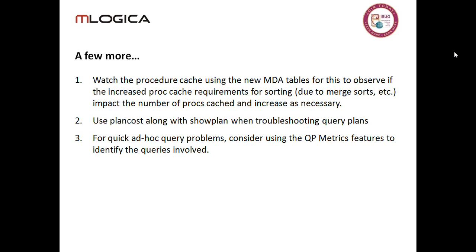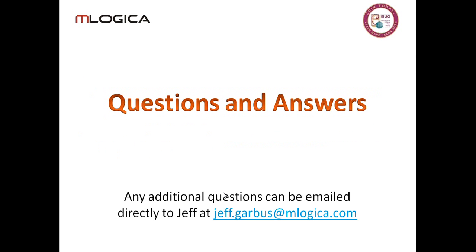Take a look at the plan costs and showplan to troubleshoot the query plans. Use the QP metrics, the metrics that are available for the queries, the query processing metrics. This is a new feature of 15. Identify what's going on, where it's going on, and how these things all fit together. One more tip, don't forget literal auto parameterization.